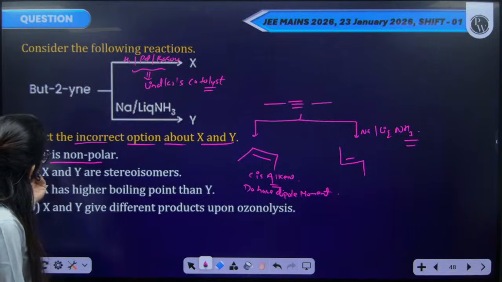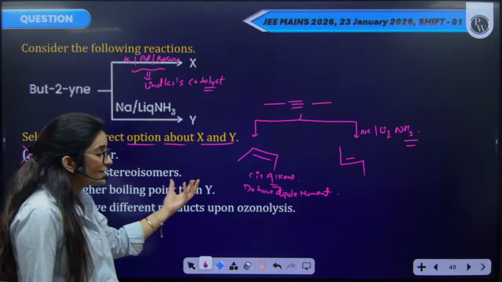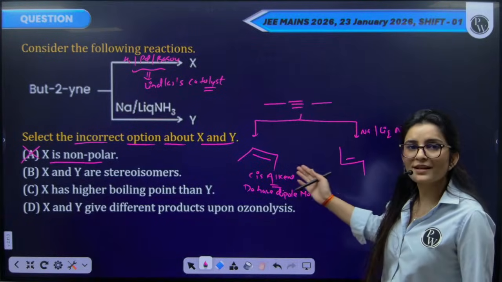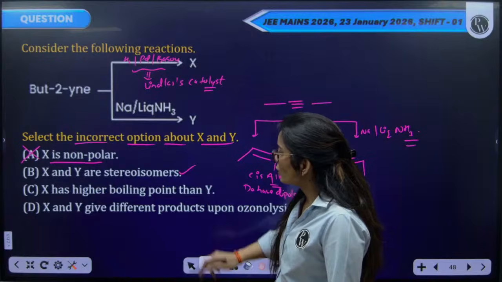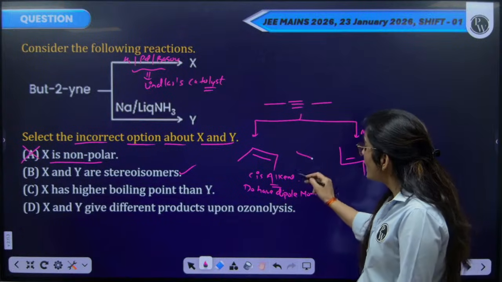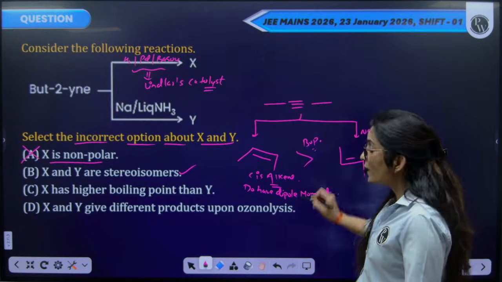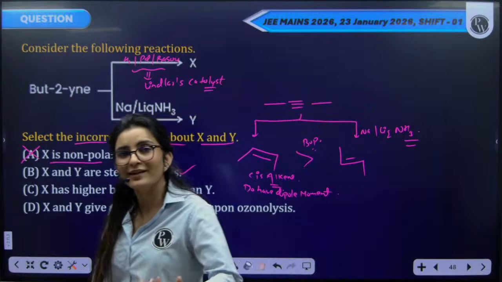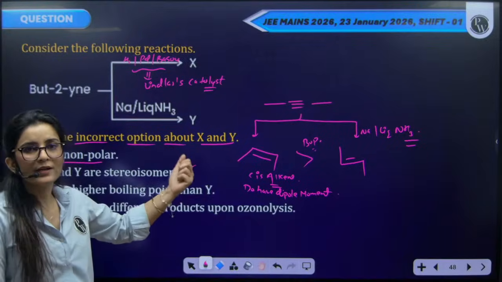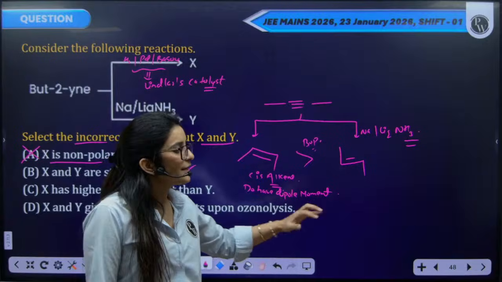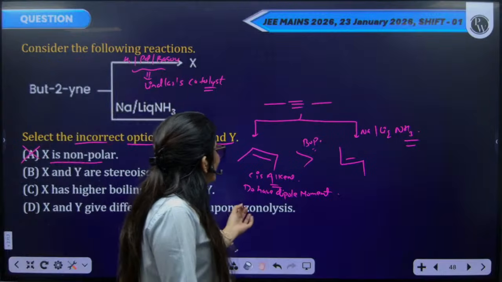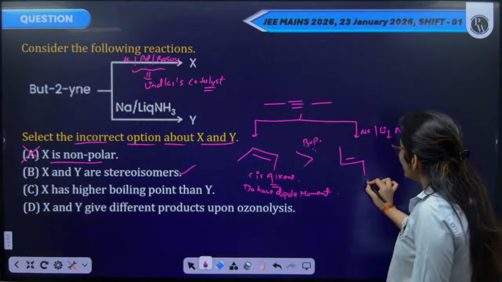Now next, X and Y are stereoisomers. Yes, stereoisomers, they can undergo geometrical isomerism, right? This is cis and this is trans. Cis and trans are geometrical isomers of each other, so this option is correct. Next, X has higher boiling point than Y. Yes, cis alkene does have a higher boiling point as compared to the trans, just because of the dipole-dipole interaction. I just told you cis alkene will have a higher dipole moment as compared to trans alkene. The more the dipole moment, the greater the dipole-dipole interaction, and the greater the boiling point. So cis alkene will have a greater boiling point as compared to the trans alkene.